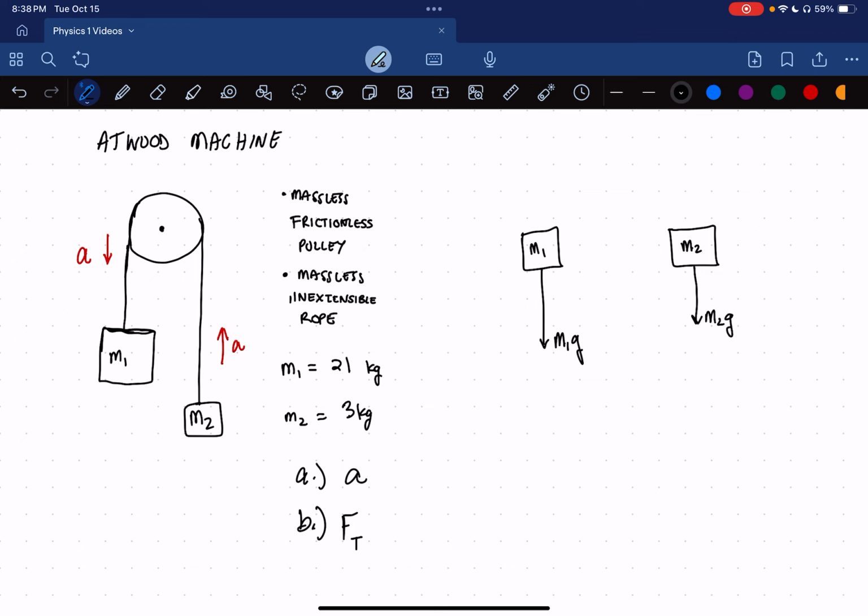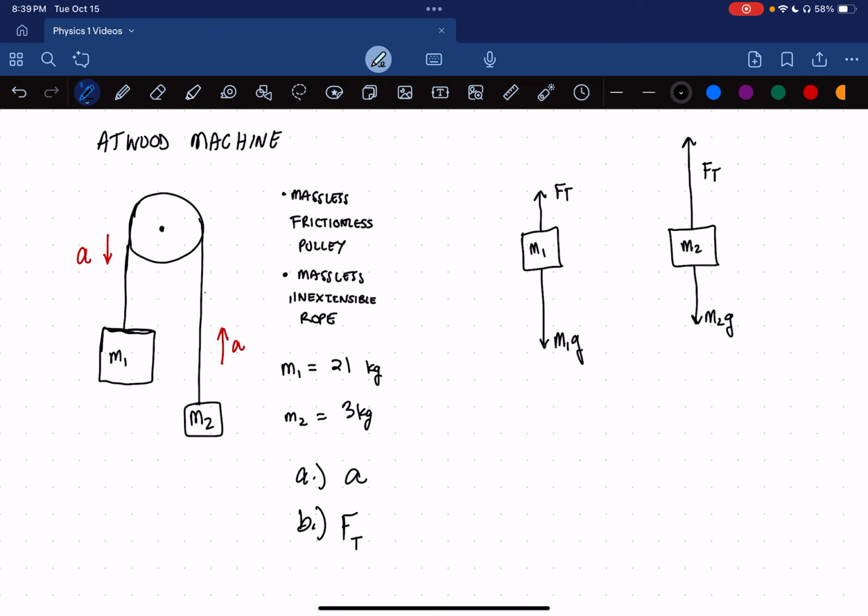M2G. Drawing the lengths proportional or nearly proportional is pretty important. And pulling this one up is a force Ft. And pulling this one up as well is a force Ft. Now, it's late at night and I'm not thinking very much about these, but let's draw them accurately.